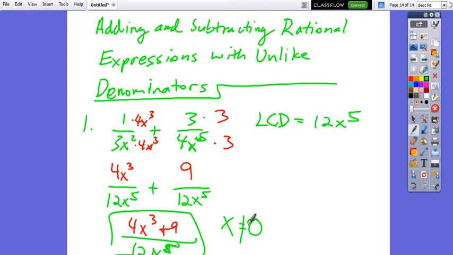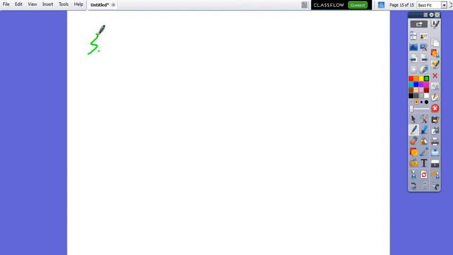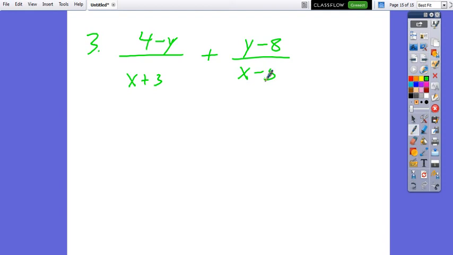All right, let's do number 3. Okay, number 3. 4 minus y over x plus 3. I'm going to add again. Plus y minus 8 over x minus 5. Okay, we already found the LCD. We know what it is. It was x plus 3 times x minus 5. So I'm going to rewrite that LCD as my new denominator, x plus 3, x minus 5.